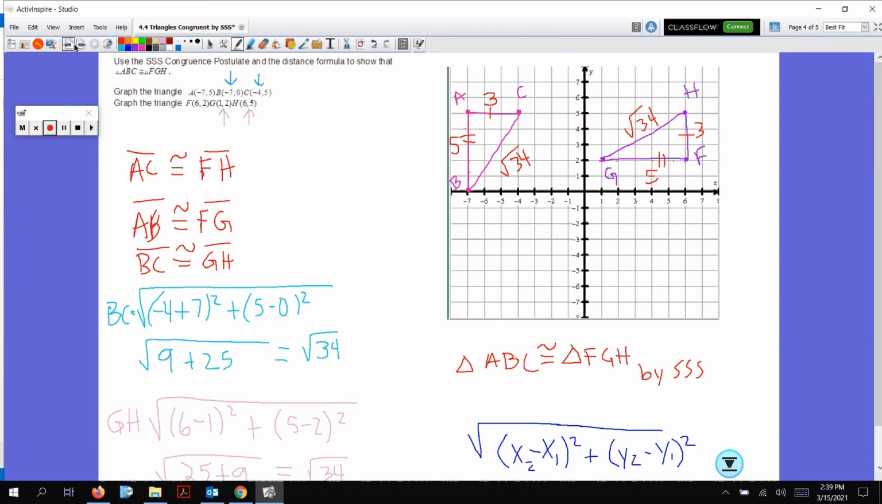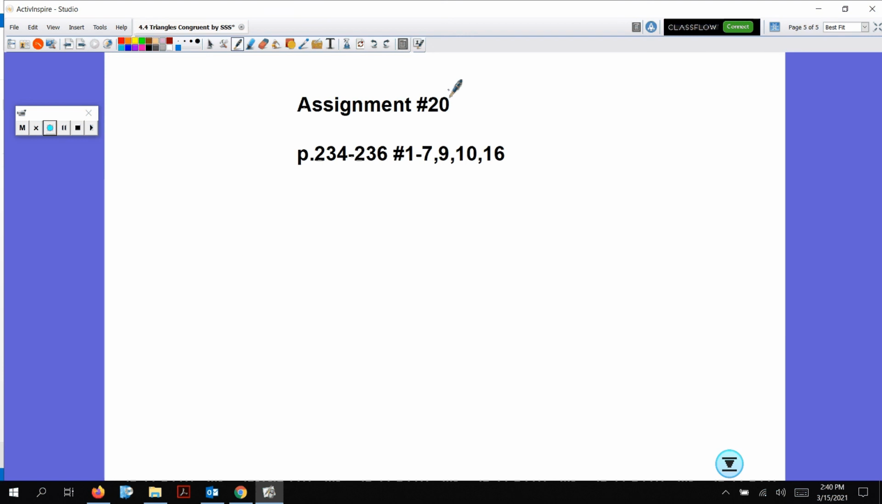All right, so here's your assignment for today, number 20. I feel like that's not right. I think this is assignment 19. Sorry, guys. I think I wrote down the wrong thing, or maybe it is 20. All right, it's 20, just kidding. Page 234, 1 to 7, 9, 10, and 16. Look, there are not that many. I know you can do it.